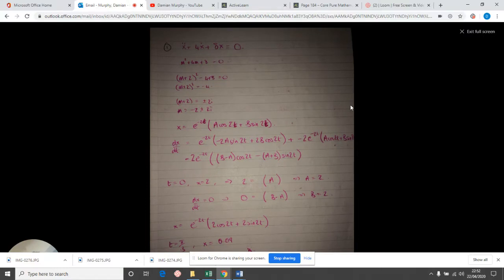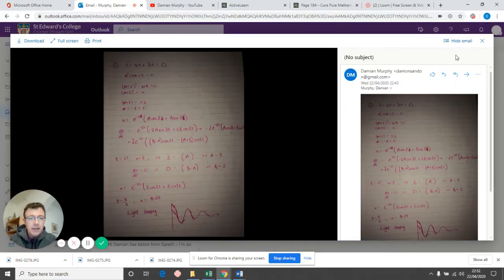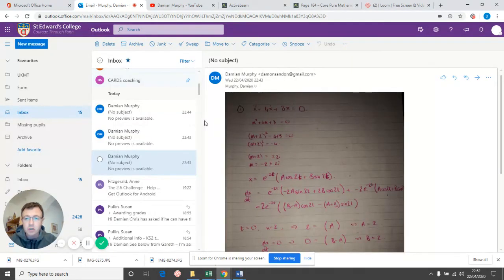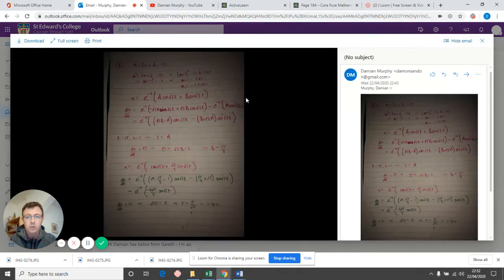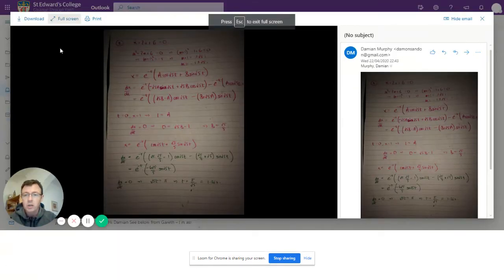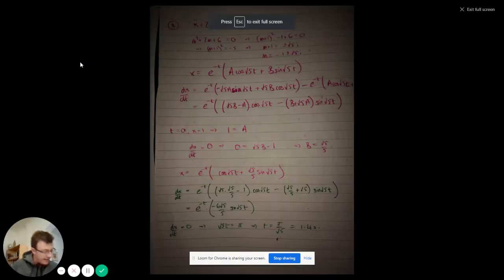Right, question 3 then was another damped harmonic motion question. Let's just get this up. And on this then, okay, just find x as a function of t. Right, let's do it then. Same again. Solve the auxiliary equation. And when I did that, it's dead dark. I'm sorry about that, but when I solved the auxiliary equation again, I got complex roots.